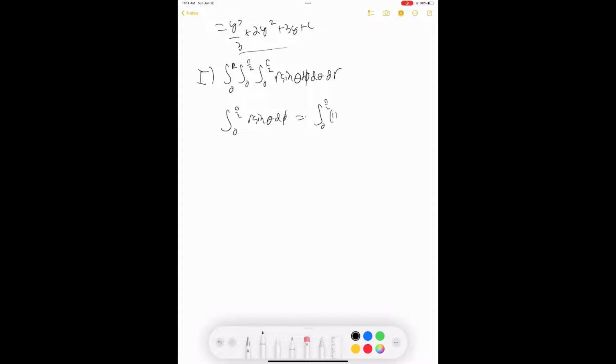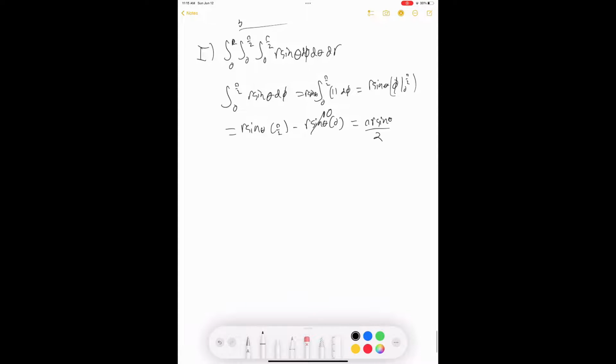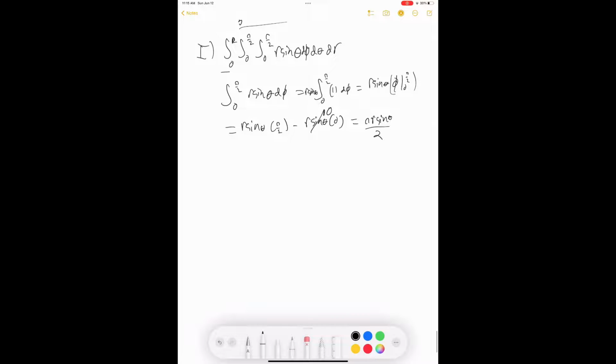So we're going to do the d phi integral first. R sine theta, none of that has any phis, so it's just going to be d phi in there. So it's r sine theta phi, and then we're going to plug in the bounds of integration there, right? So we're going to get r sine theta times pi over 2. And I go through plugging in that 0 there. Now, since we just evaluated that innermost integral, we're going to plug what we got back into those next 2 integrals, right?